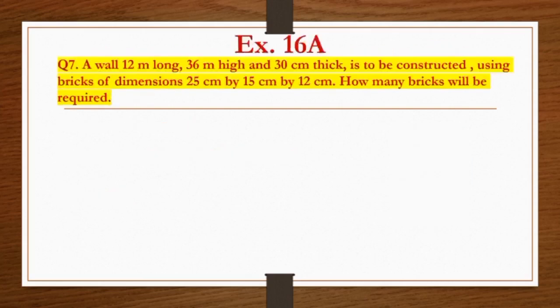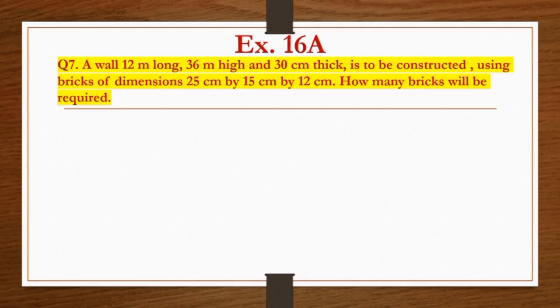Now, question number 7. A wall of 12 meter long and 36 meter high and 30 centimeter thick is to be constructed using the bricks of dimension 25 centimeter by 15 centimeter by 12 centimeter. How many bricks will be required?